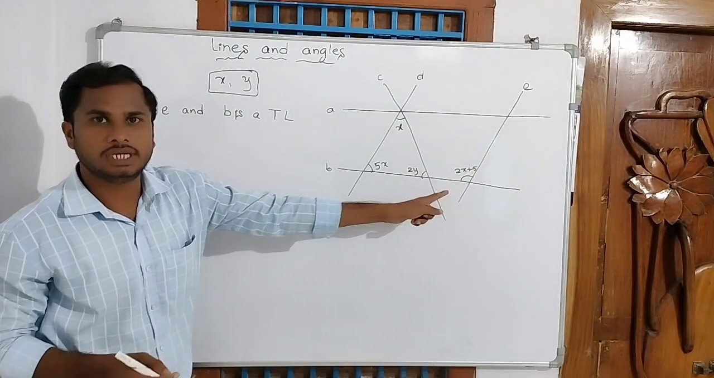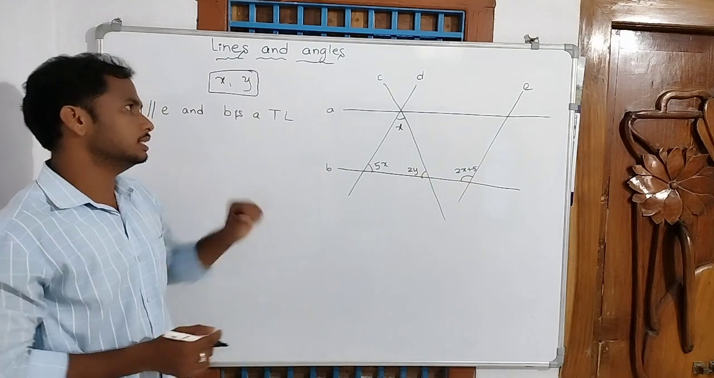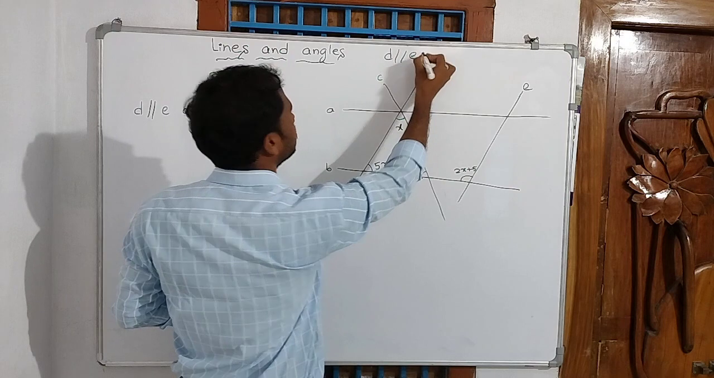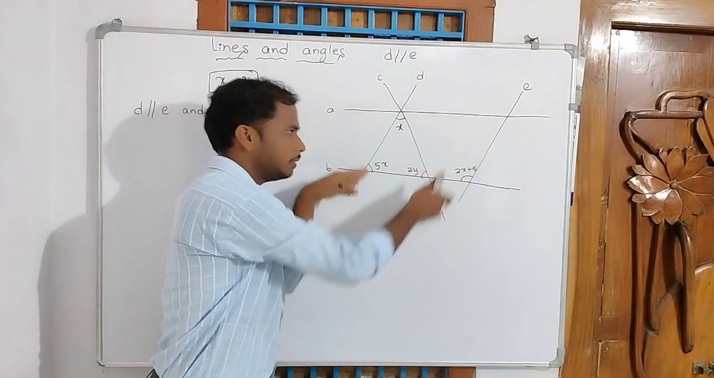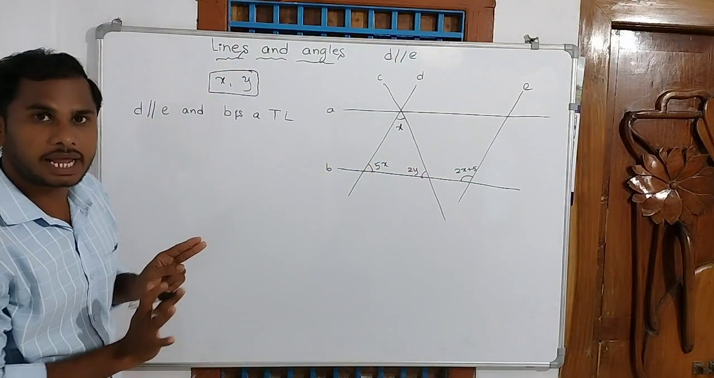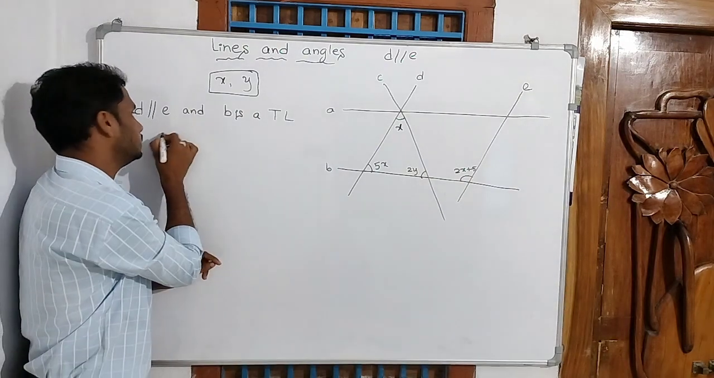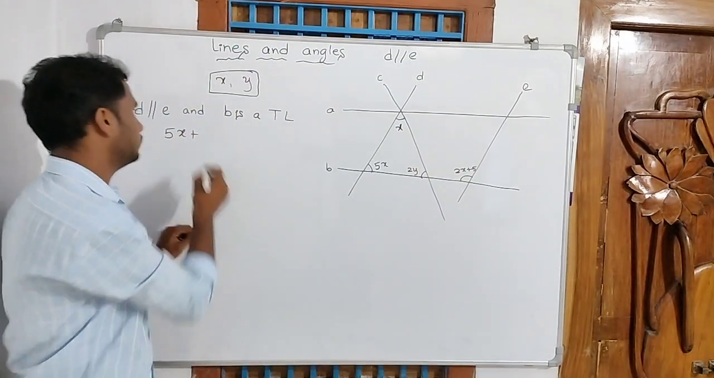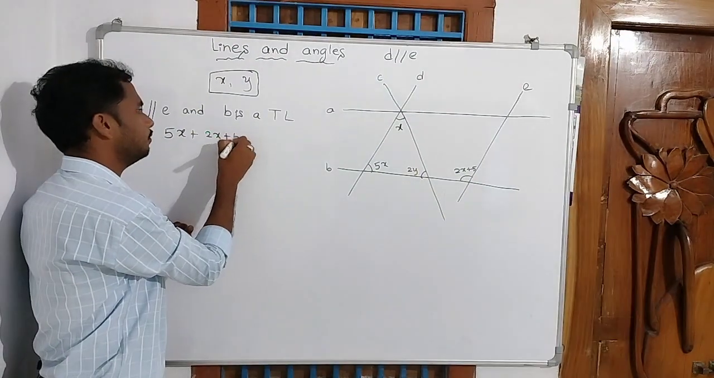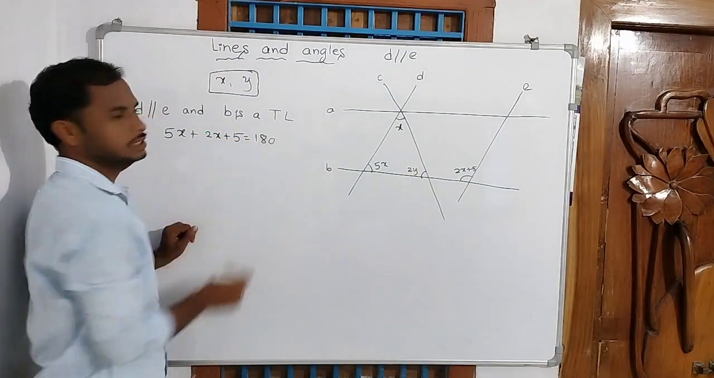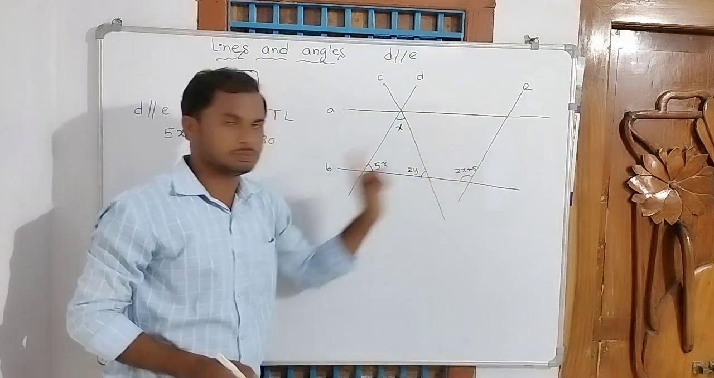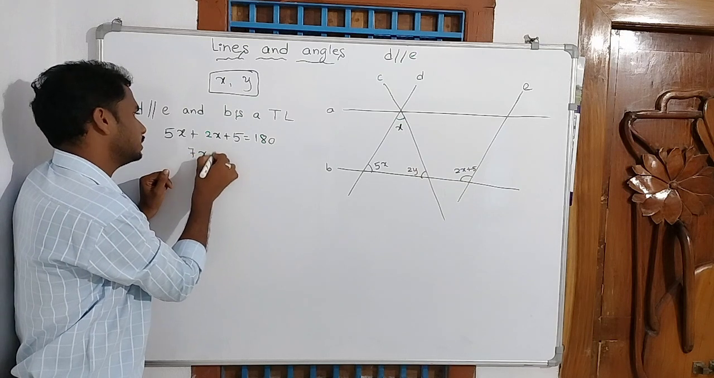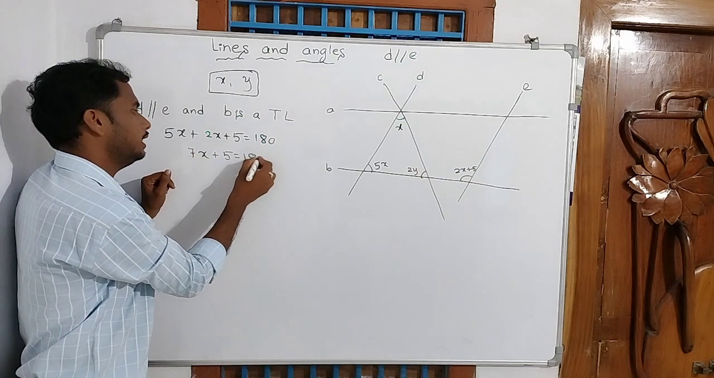We know the sum of co-interior angles is 180 degrees. Already it is given that D is parallel to E. Then the sum of co-interior angles is 180 degrees. That means 5x plus 2x plus 5 is equal to 180 degrees. 5x plus 2x is 7x, plus 5 is equal to 180.